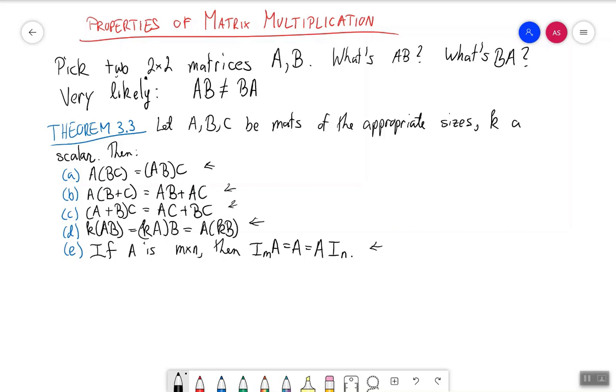Now you may have been wondering before why I called the matrix I sub n the identity matrix, and that's because of this part E. When I do this left multiplication here, I get back A. On the right, I get back A. It gives the identical matrix that we started with. It's the identity. So let's do an example.